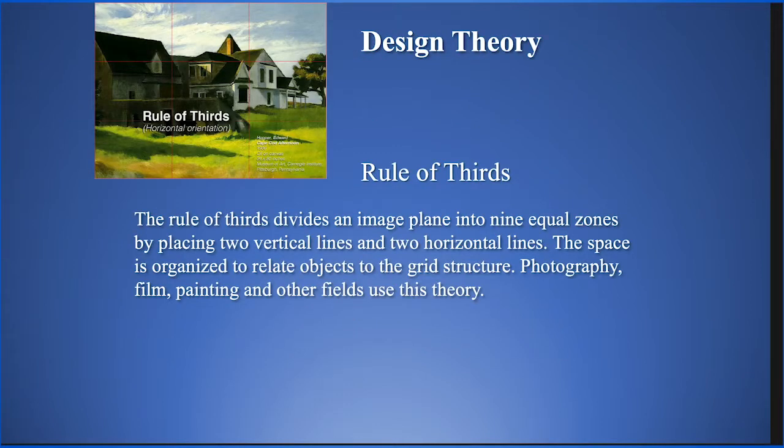Now, the rule of thirds is the way that you can organize the space on your frame. The rule of thirds divides an image plane into 9 equal zones by placing 2 vertical lines and 2 horizontal lines. The space is organized to relate objects to the grid structure. Photography, film, painting, and other fields use this theory. This is a painting by Edward Hopper. It's called Cape Cod Afternoon.